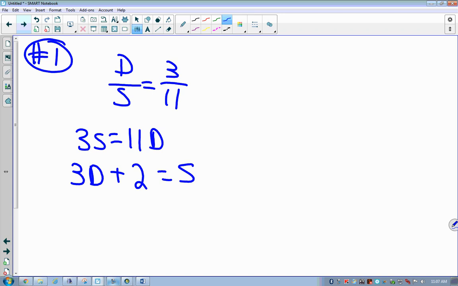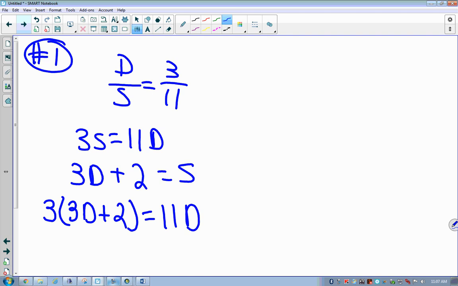So our question is, how many were diamonds? Well, because this bottom equation down here already solves for s, that means I can take 3d plus 2 and substitute into this top equation. So I can write 3 times 3d plus 2 equals 11d. And what's really nice about that is that I'm going to solve for d without ever having to solve for s, because all my question asked me for was how many were diamonds.